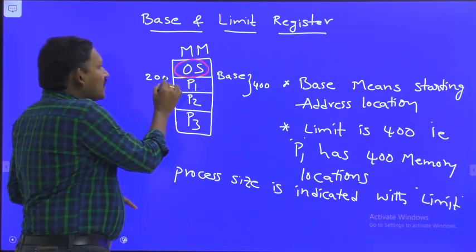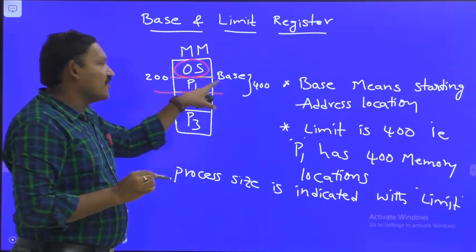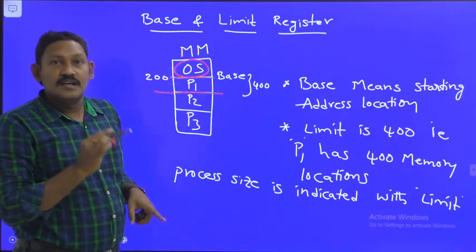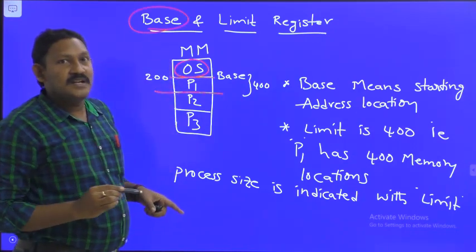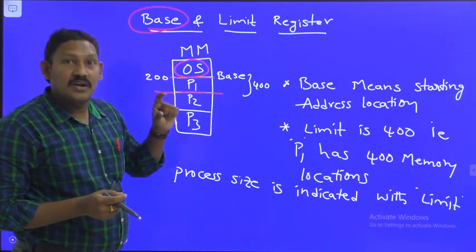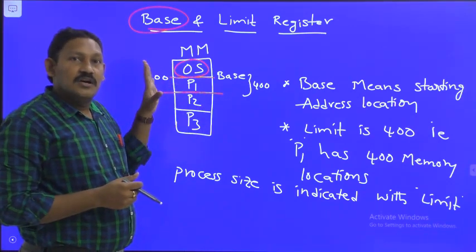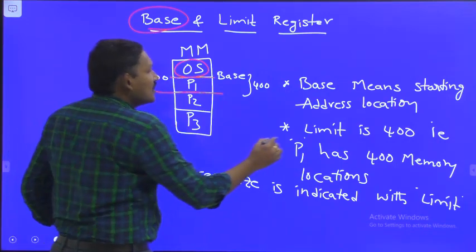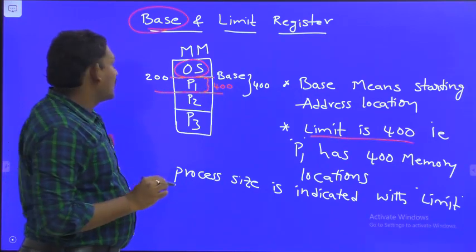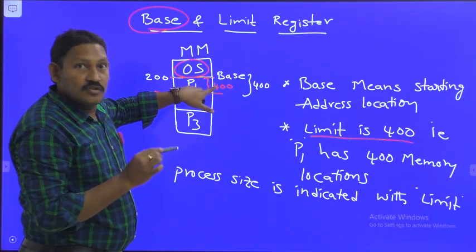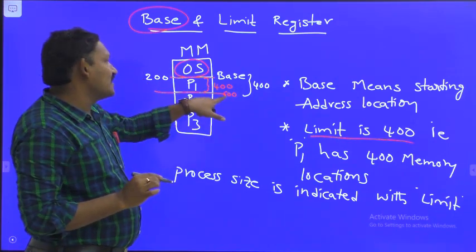The 200th location is the base address of P1, because process P1 starts at the 200th location. That is what we call the base. Then what about the limit? Limit is the number of memory locations or address space allocated for P1, the memory locations used by P1. Here the limit is 400, meaning P1 has used 400 memory locations. So its base address is 200 and it used 400 locations, so this becomes 600. Now the base address of P2 is 600.